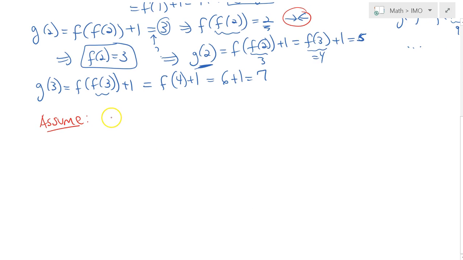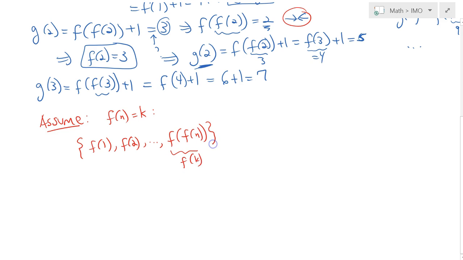So let's assume that f of n is simply equal to, let's say, k. Then I want to observe what's happening to these two disjoint sets. So have a look at f of 1, f of 2, all the way up to f of n, if you will, right? Which is just f of k, by the way. So consider this set, and consider also this set g of 1, g of 2, all the way up to g of n.